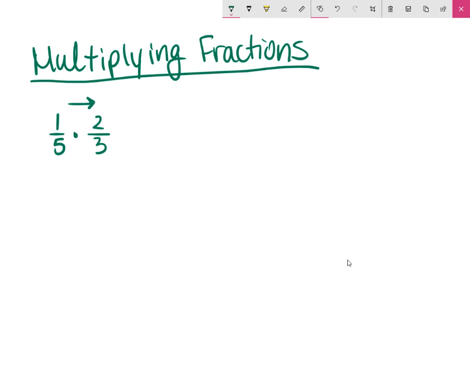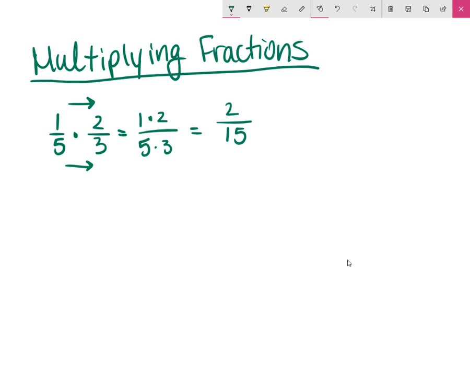So when multiplying fractions, all we have to do is multiply the numerators. That would be 1 times 2. And the denominators would be 5 times 3. That would give us 2. 5 times 3 is 15.